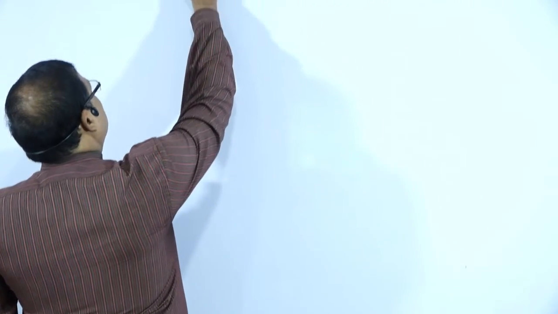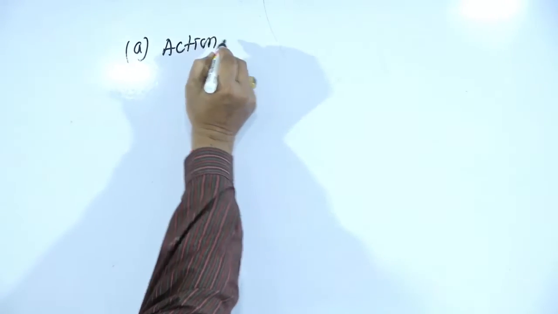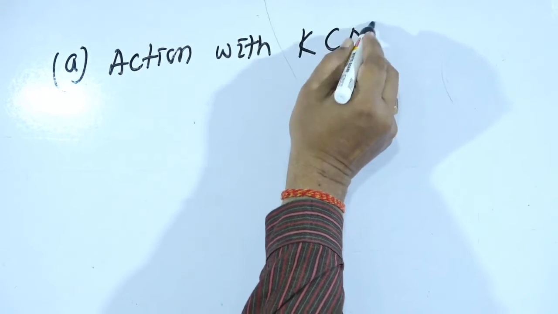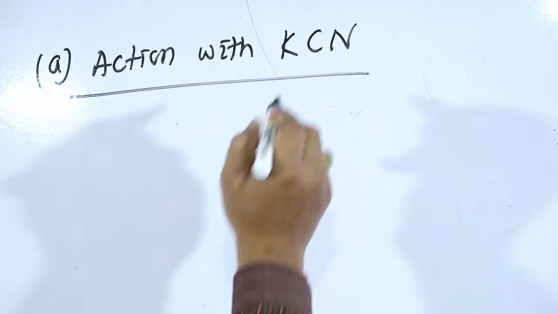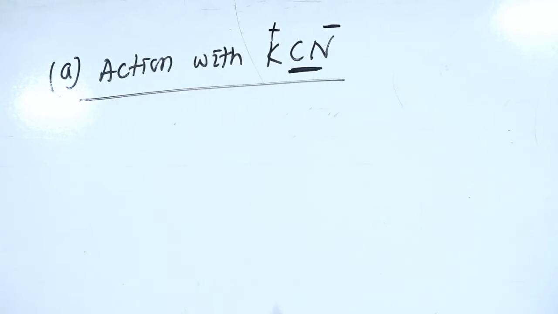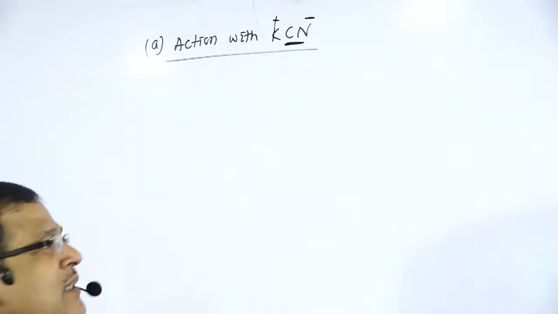So first one, nucleophilic substitution reaction with KCN, that is potassium cyanide. In potassium cyanide, what is the nucleophile? K plus and CN minus. The nucleophile is CN minus, the negatively charged nucleophile.